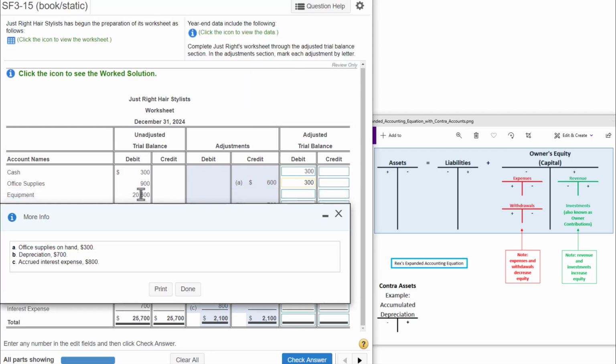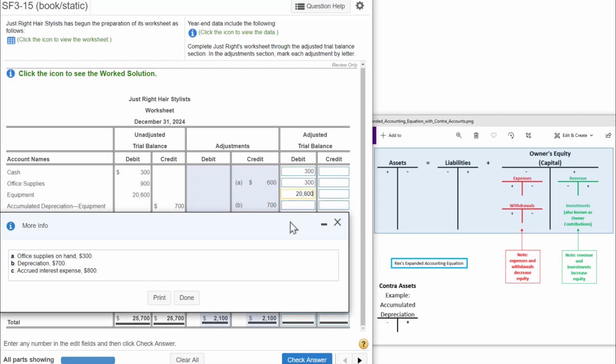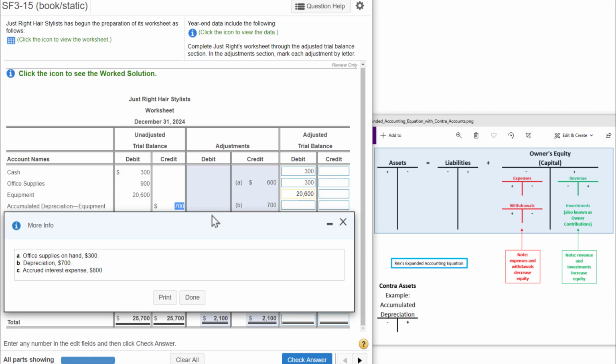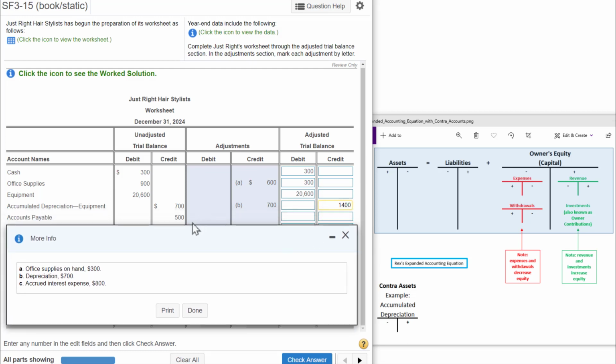Go down to equipment. I can just copy and paste. It's not adjusted. Accumulated depreciation, we had 700. We increased it 700 more, so that's 1,400. We had $500 of accounts payable. It was not adjusted. We still have 500.